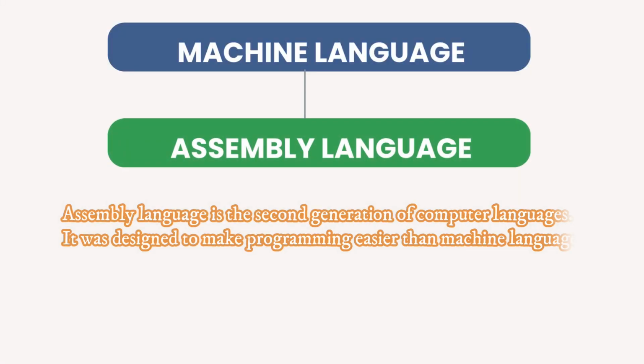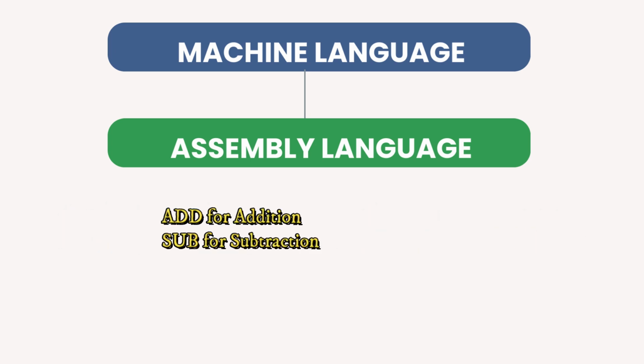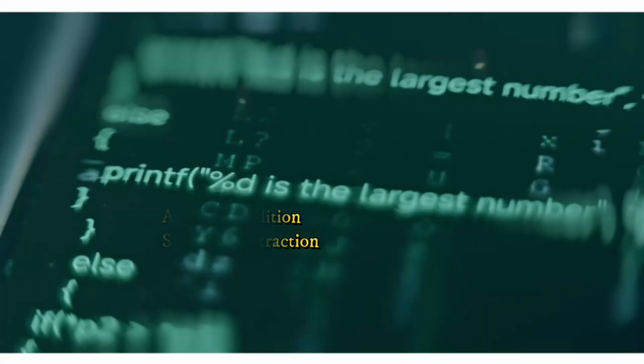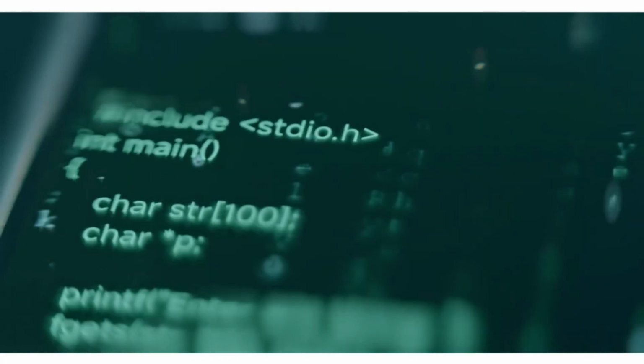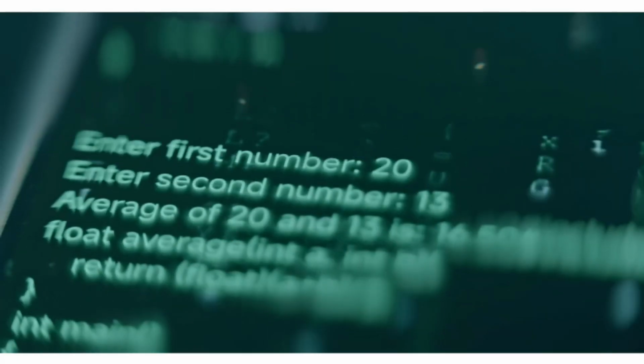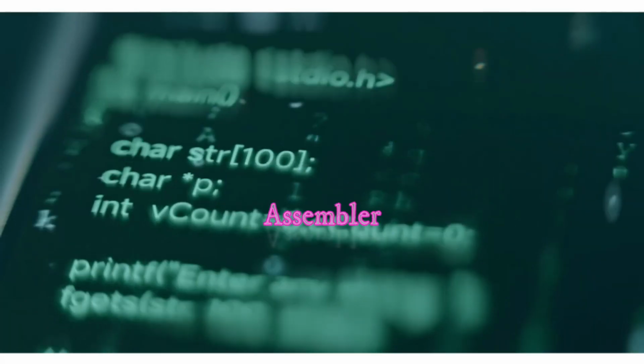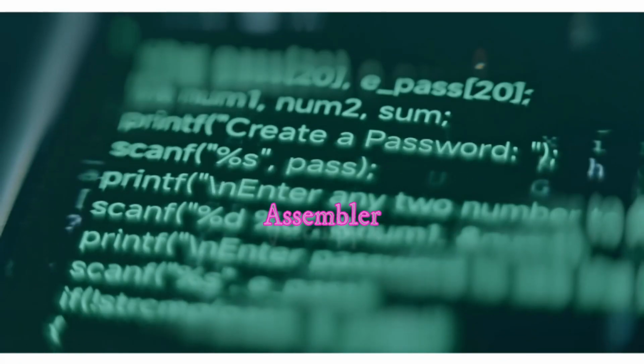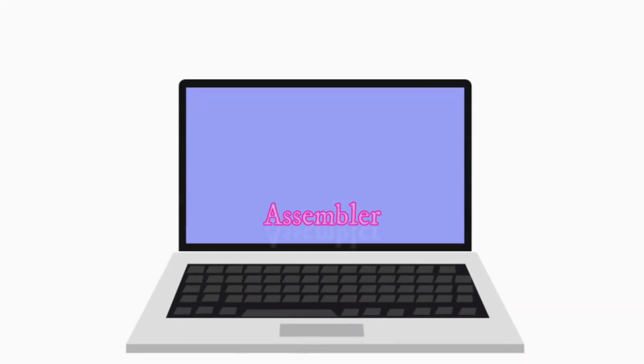2. Assembly language. Assembly language is the second generation of computer languages. It was designed to make programming easier than machine language. Instead of writing only in zeros and ones, assembly uses mnemonics, short, readable codes. For example, ADD means addition, SUB means subtraction. This makes instructions easier for humans to understand compared to raw binary. However, the computer cannot directly understand assembly language. That's why we need a special translator called an assembler, which converts assembly code into machine code.